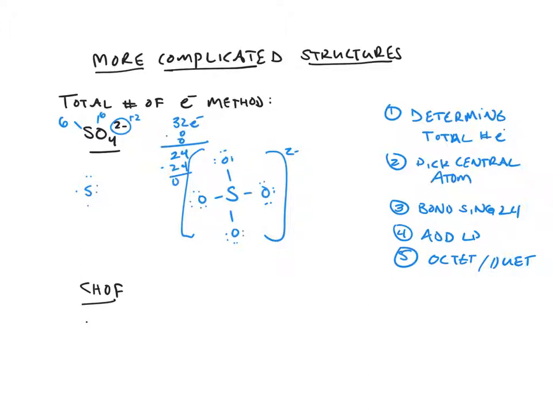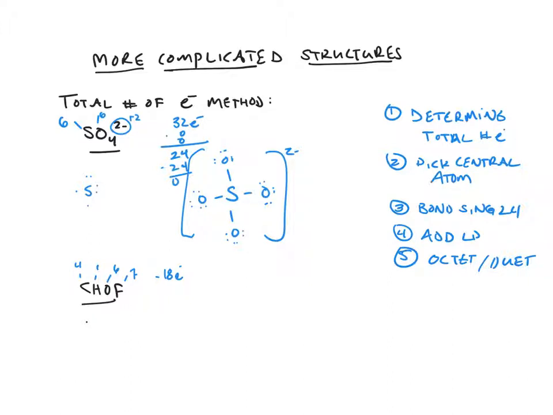And then if I look at another one, so CHOF, I do this again, determine the total number of electrons. Carbon comes with 4, hydrogen comes with 1, oxygen comes with 6, fluorine comes with 7, so that's 13, 14, so I have 18 electrons that I need to account for in my structure. I need to pick a central atom here.